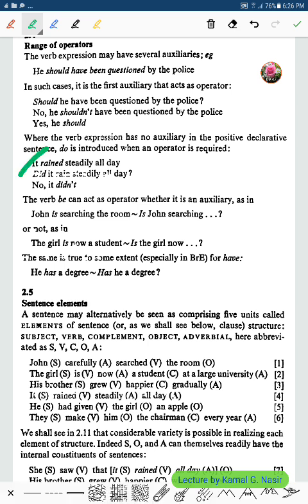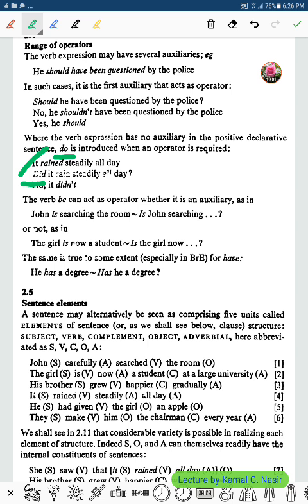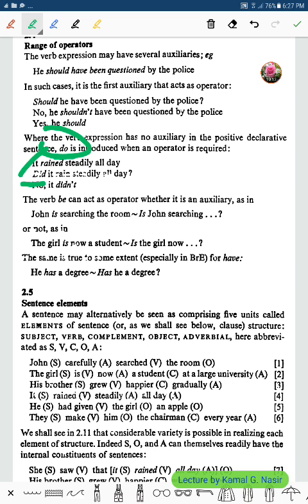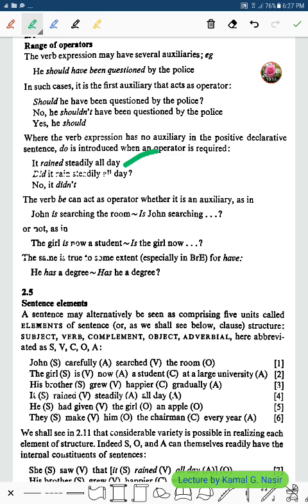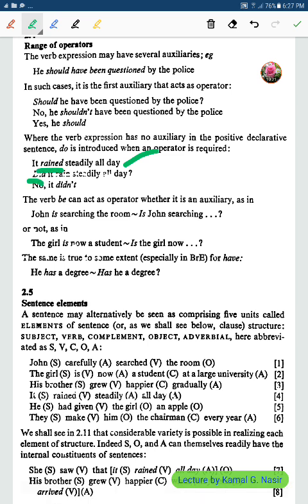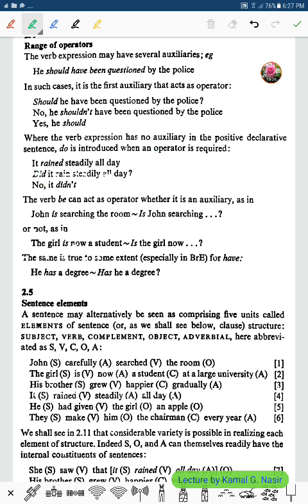It rained steadily all day. If you wanted to make a question, you have to use did. Why did, not do? We talked about do as a main verb. The basic form of do, does, did is do. Good. Now, if you wanted to make a question about this sentence, you put did at the beginning. Why did? Because the main verb is past. So, did it rain steadily all day?